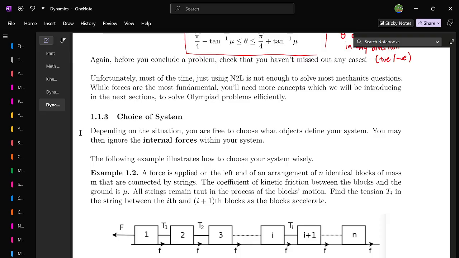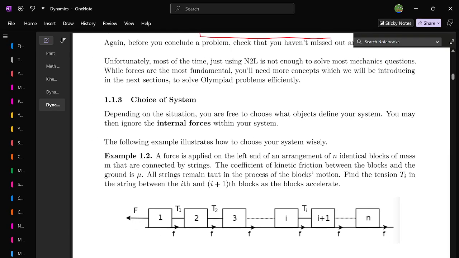So what does a system mean? You're free to choose any objects that define your system. In this case, in example 1.2, you have n identical blocks, each of mass m. Between every adjacent block, they are connected by strings, and there's friction with the ground. Your goal is to find the ith tension, in the string between the ith and the (i+1)th block. So you have a lot of objects here, and clearly you're free to choose whatever you want as your system.